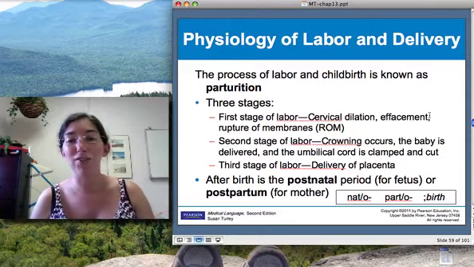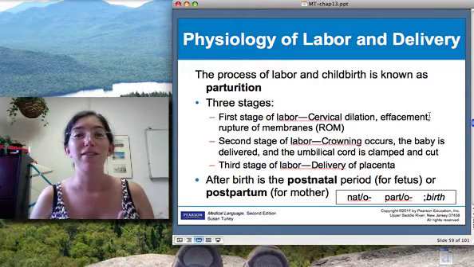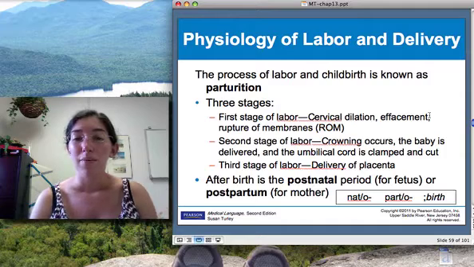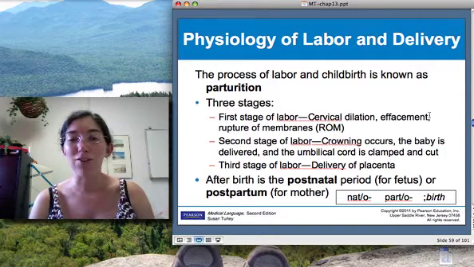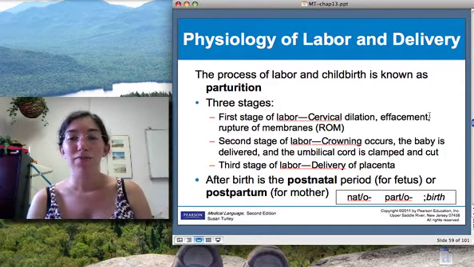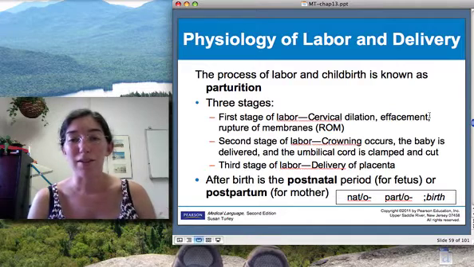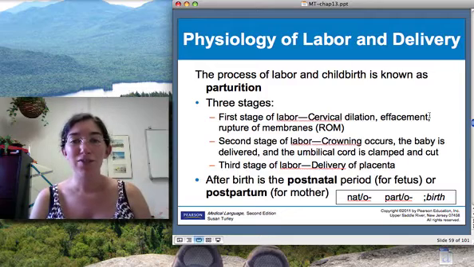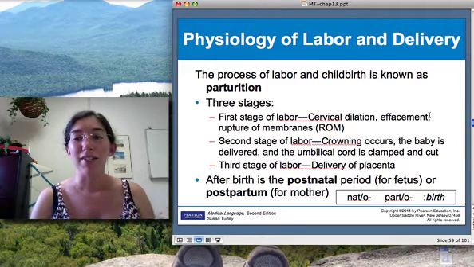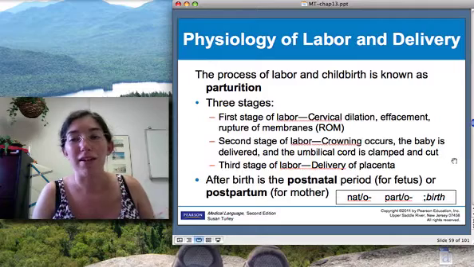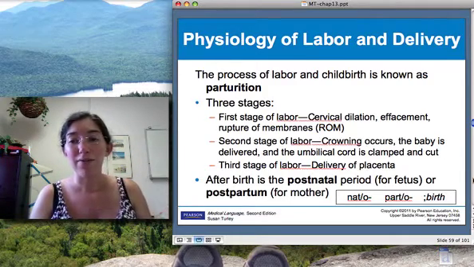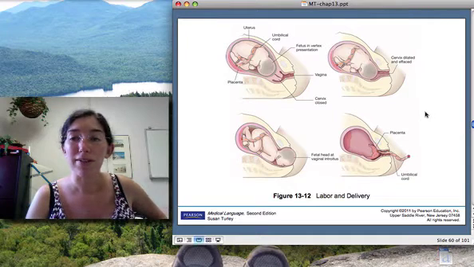That's the longest stage of labor. Some women, it can last for several hours, sometimes days. But I think the average first stage of labor is about 12 hours on average, plus or minus. The second stage of labor is actually the delivery of the fetus. So it's from crowning until the delivery of the fetus when the umbilical cord is cut.